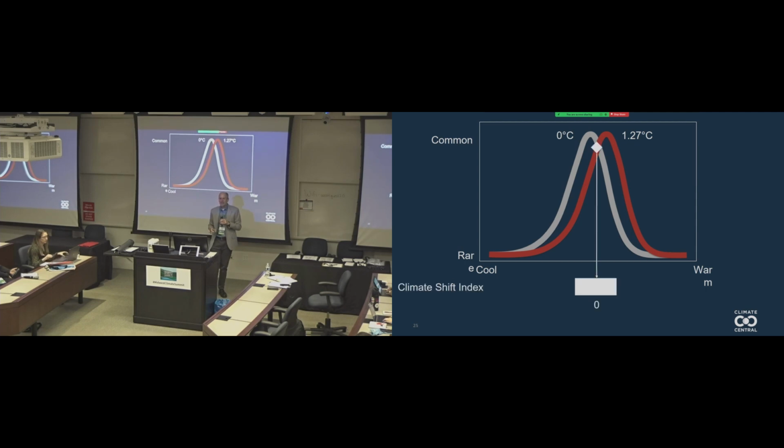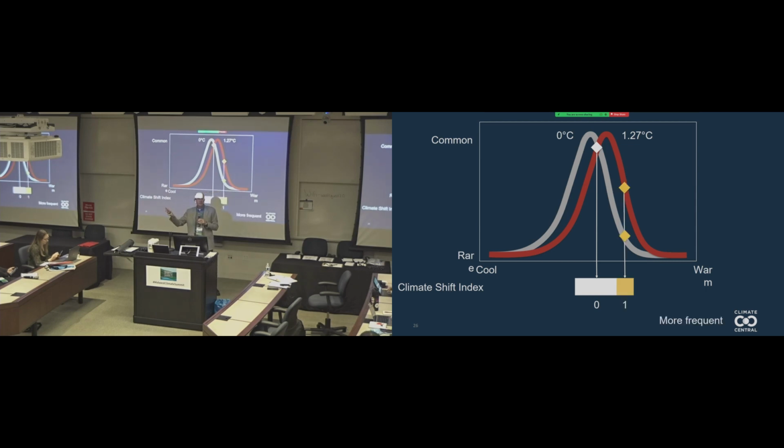If you're inclined. And so then from these two distributions, we start to build up our CSI scale. So 0 is in the middle. It means that there's no change. And so we're in this region where there effectively is no change. The temperatures are equally likely, more or less, in both climates.